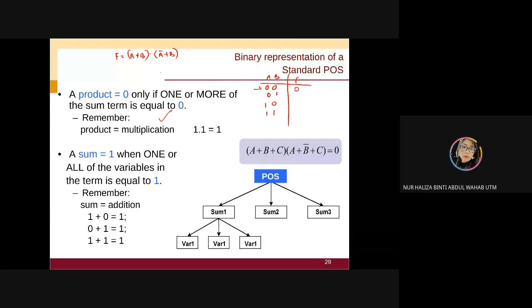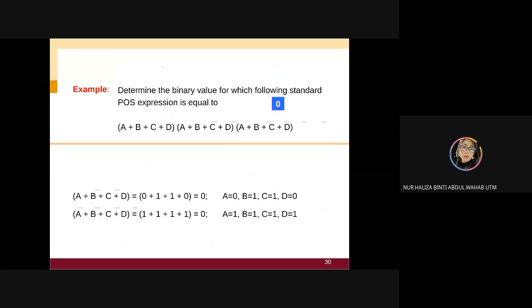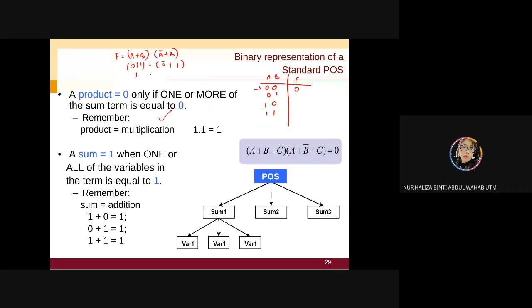Number 2, 0 and 1. A is 0, B is 1. You add, and this one is multiplication. 0 bar plus 1, I'm going to get 1. This one is multiply. Here is 1 plus 1, I get 1. 1 dot 1, I will get 1 for my output.